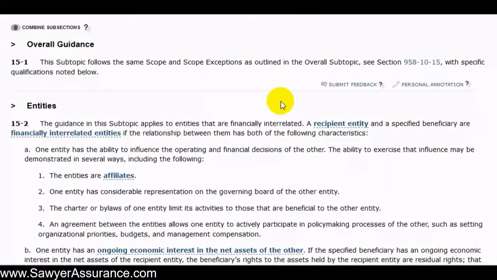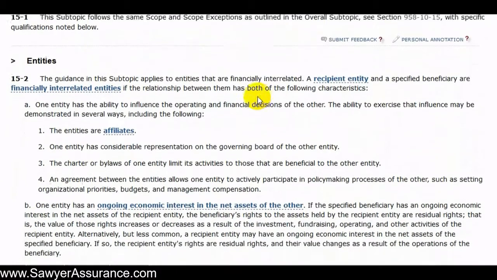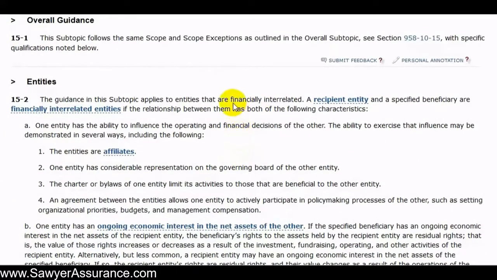to this particular topic. So first we see that the entities have to be not-for-profit entities, as was described in 958.10.15. But now they're adding a few other stipulations within the scope to apply as a financially interrelated entity. And so first it says that a recipient entity and a specified beneficiary are financially interrelated entities. The relationship between them has both of the following characteristics. So let's first understand what's a recipient entity.